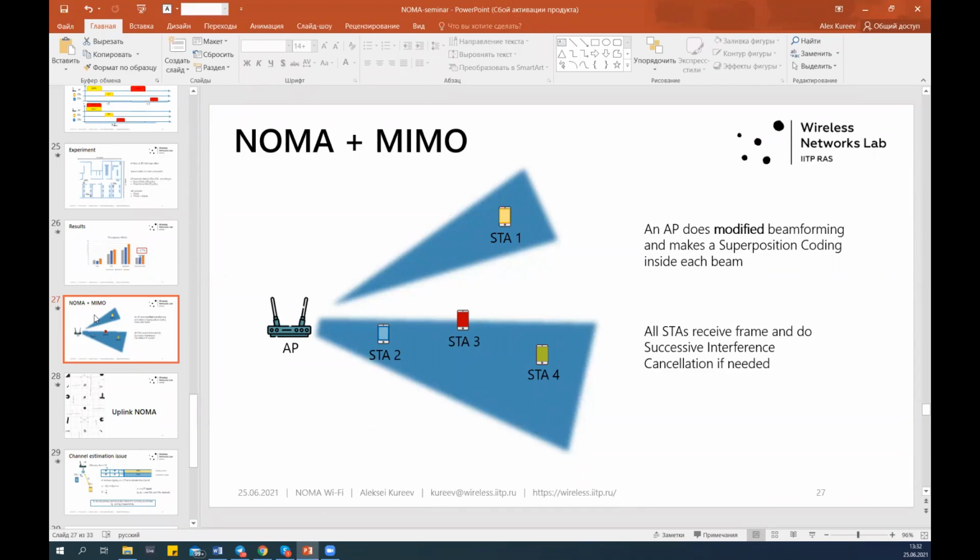The main principle of NOMA is that you somehow break orthogonality between signals. You can break it in several ways, and here the most popular technique is power domain. For example, there is code domain NOMA, and it's another technique too.